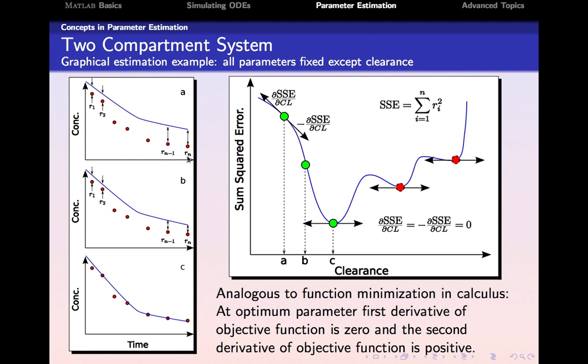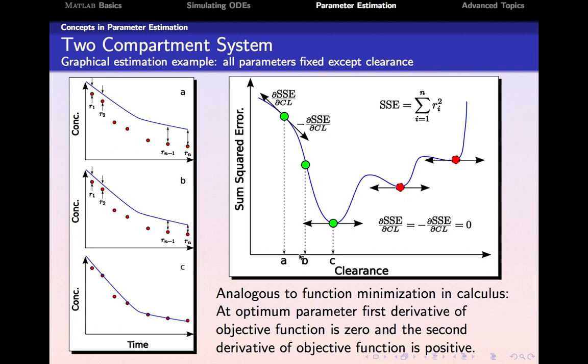When we calculate these residuals, that gives us an objective function value, which here is the sum-squared error. As we adjust clearance, shifting either left or right, we're going to either increase or decrease our objective function value. The way that gradient-based methods work is they take the derivative of the objective function with respect to the parameters, and they try to drive that derivative to 0.